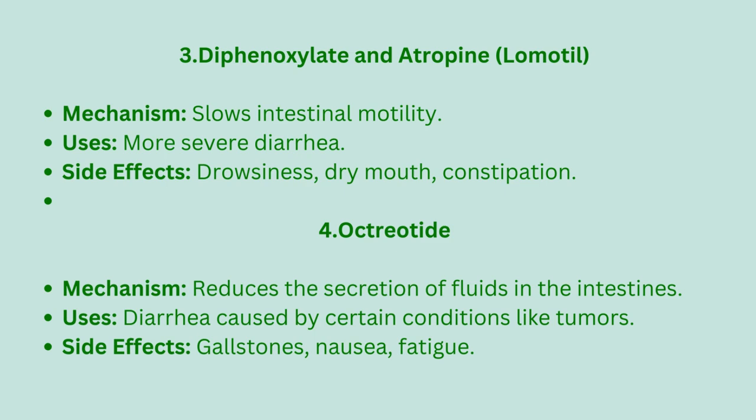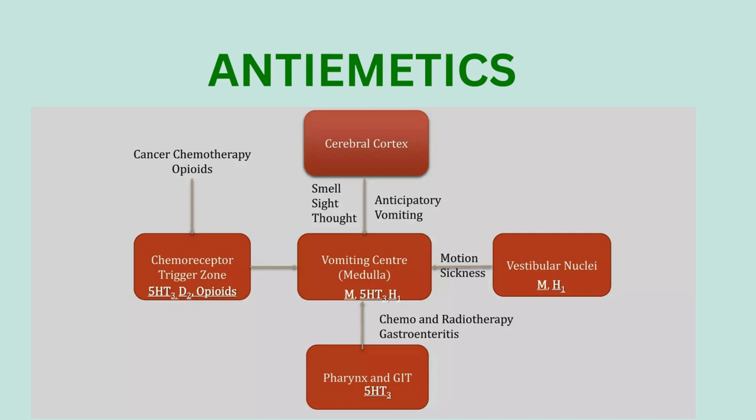3. Diphenoxylate and atropine, Lomotil. Mechanism: slows intestinal motility. Uses: more severe diarrhea. 4. Octreotide. Mechanism: reduces the secretion of fluids in the intestines. Uses: diarrhea caused by certain conditions like tumors. Next class to talk about is antiemetics.